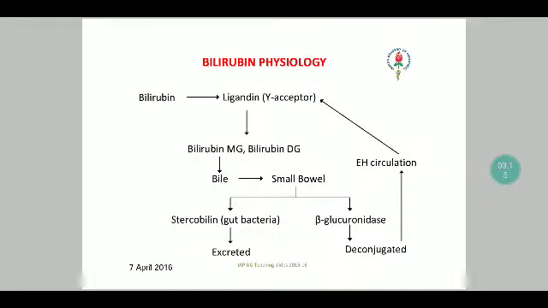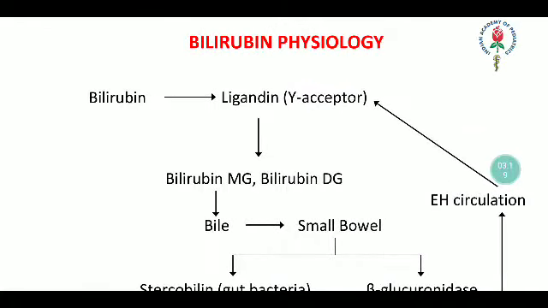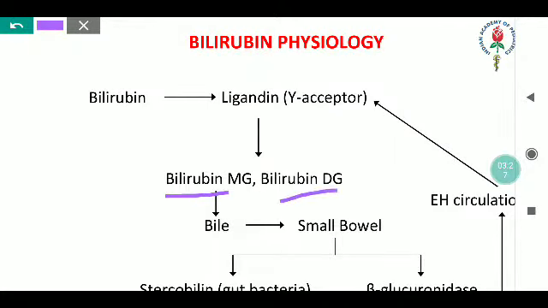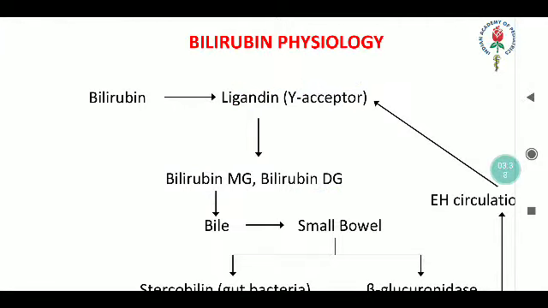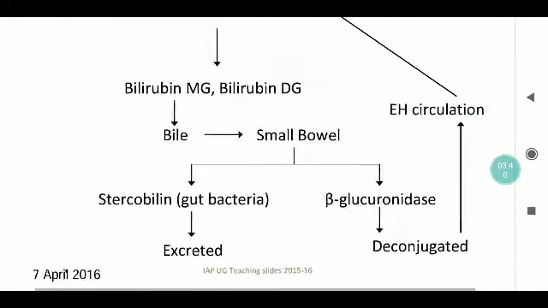Now the same bilirubin physiology, if we understand, we'll start here with bilirubin. Bilirubin in the presence of ligandin Y acceptor will result in the formation of bilirubin monoglucuronide and bilirubin diglucuronide in the presence of glucuronyl transferase. This is nothing but conjugation. So we know that these conjugation reactions do occur in the liver, and it results in the formation of bile, which gets excreted into the small bowel.